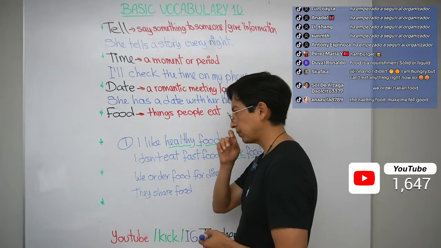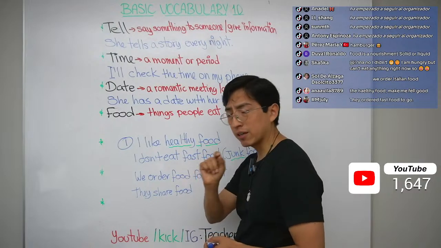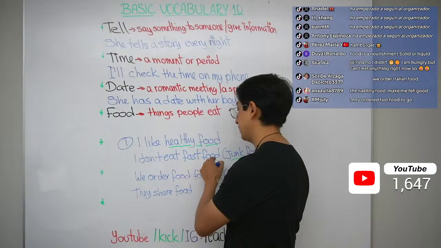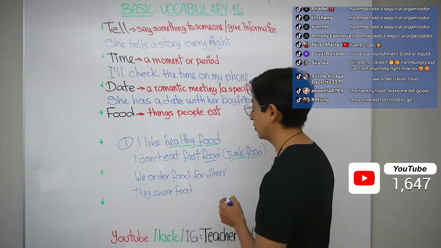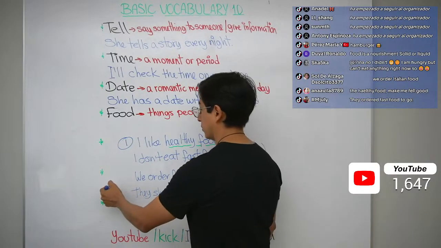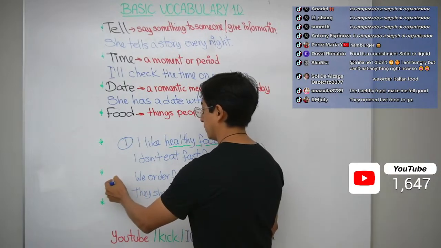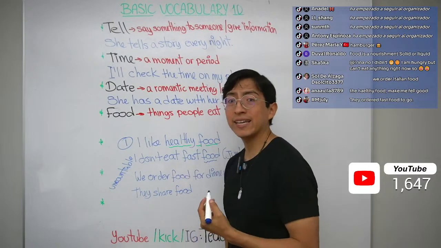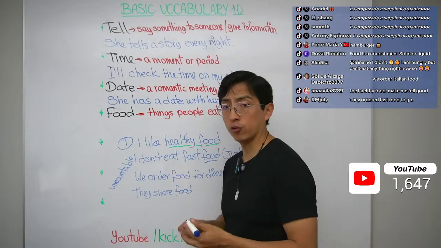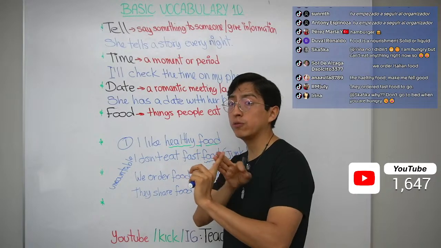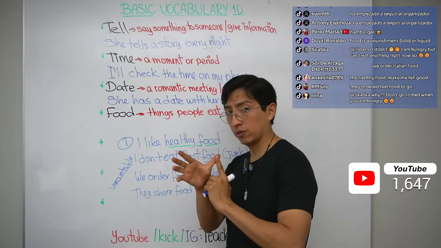Now, be careful because food is uncountable. Let's put it here. Uncountable. So what does it mean? That we can't count food. We never say a food, two foods, three foods, four foods, five foods.